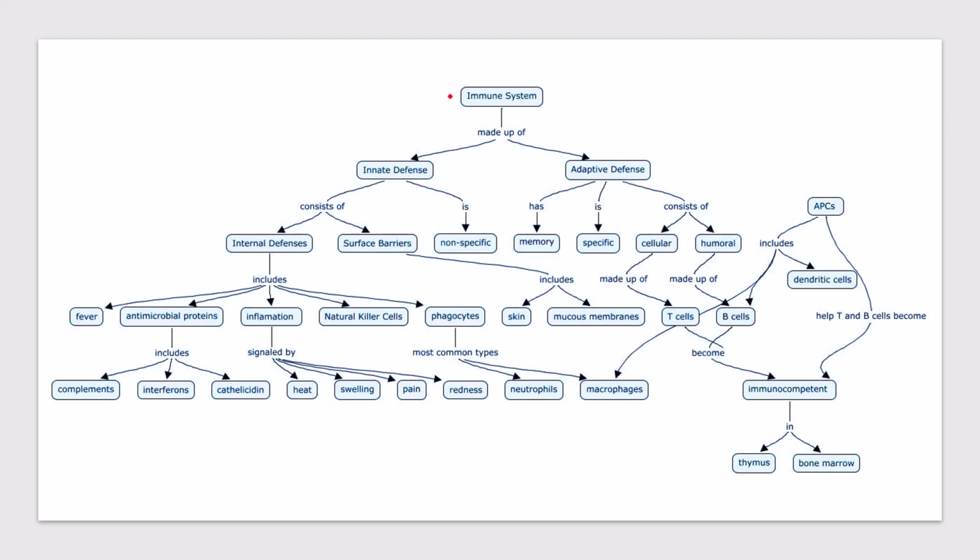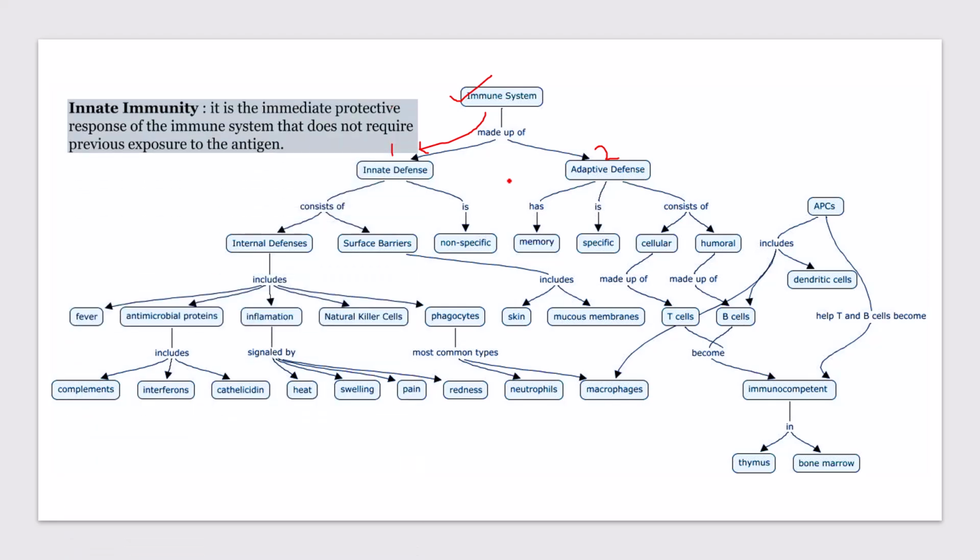Okay, so first of all, the immune system. The immune system has two types of defense system, that is innate and another one is adaptive. So what is innate defense? Innate immunity is the immediate protective response of the immune system that does not require previous exposure to the antigen. Okay, and what is adaptive immunity? It is the immune response against a specific antigen. Okay, now first let's focus on innate defense.